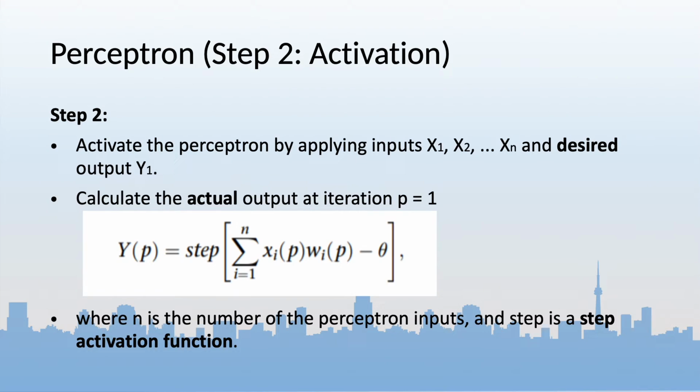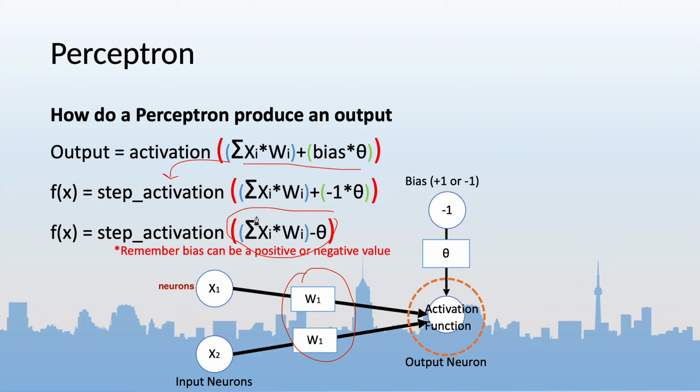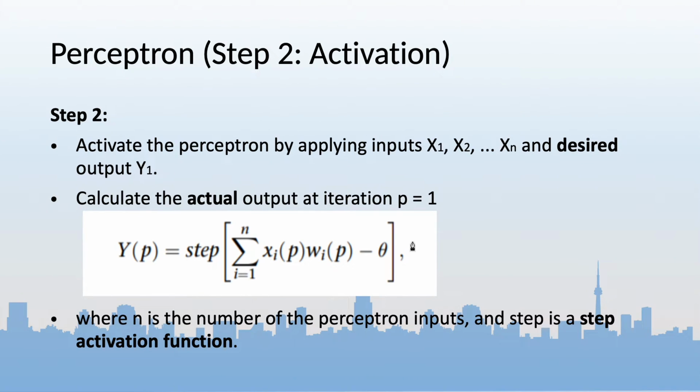And then the second step is activation. So we need to activate the perceptron by applying inputs x1, x2 and so on, and the desired output, which is y1. So this is the same calculation as this one. So we will use this calculation for the next example. I will explain in the next example.